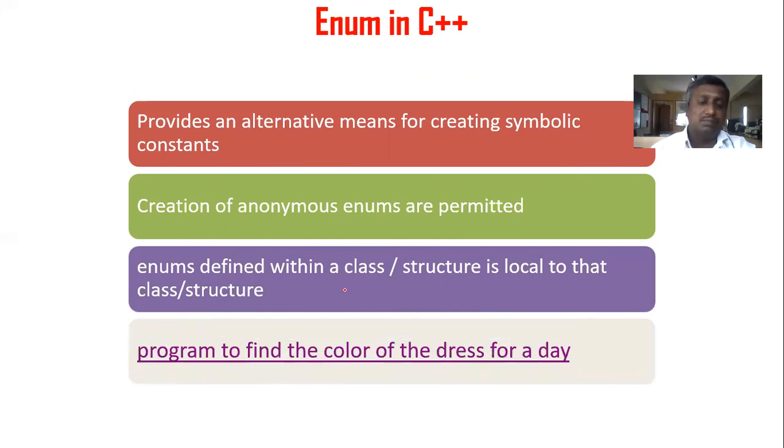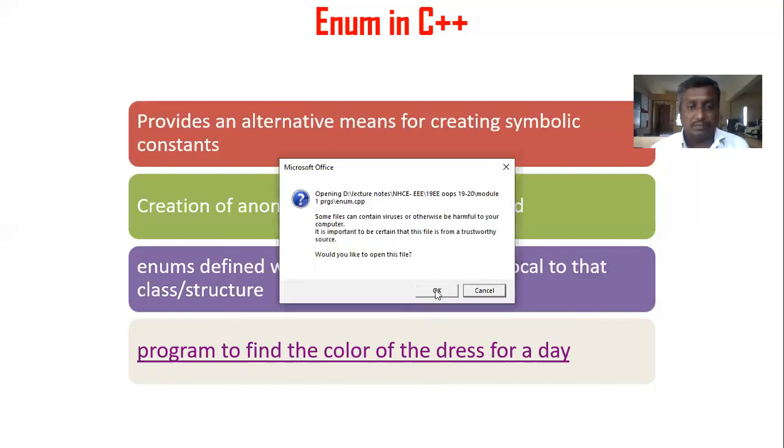Now a simple program I've written here. That program is basically to find the color of the dress for a day. Throughout a week we have 5 working days, and if you need a program for what dress to wear on what day, then we can easily find it out by specifying the day. We can find out the color of the dress that we are supposed to wear. Just an example. Let's see that.